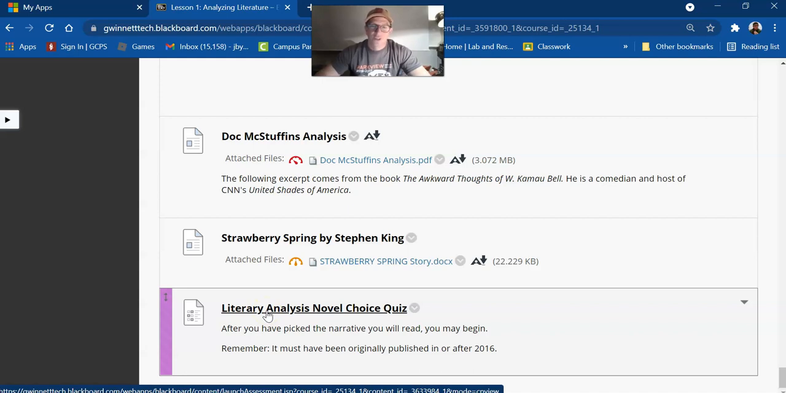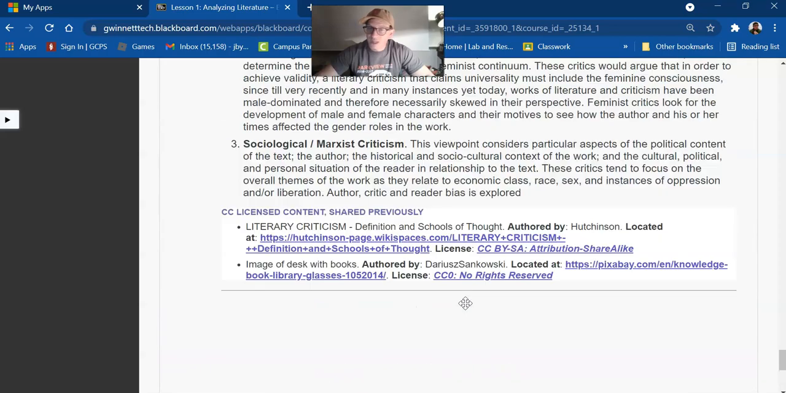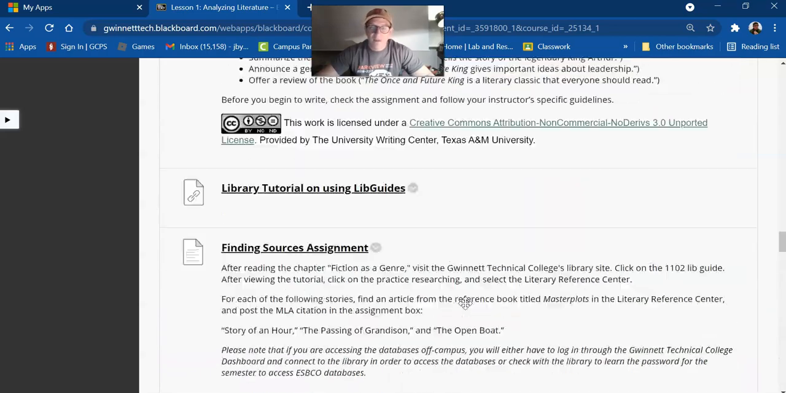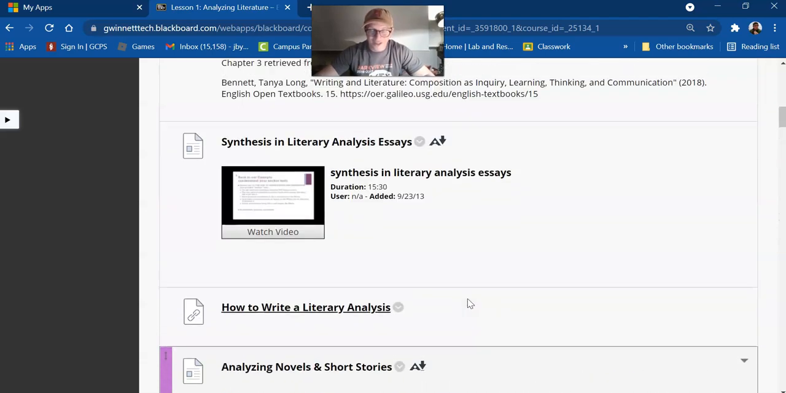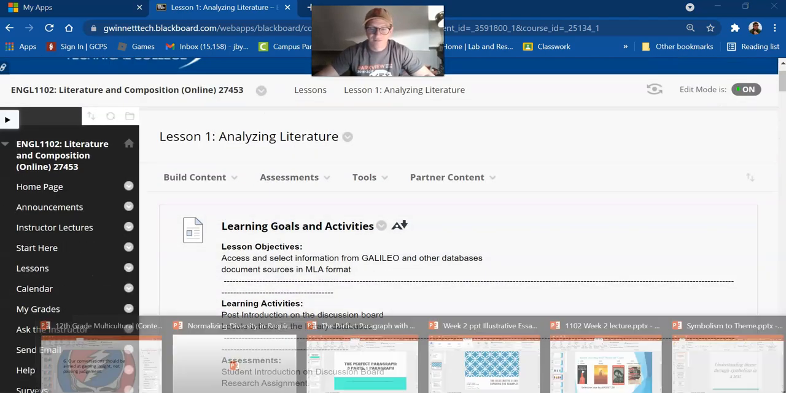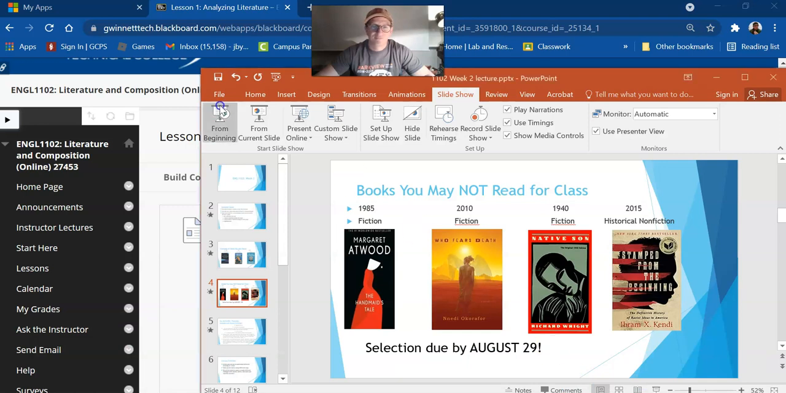You take it and it just asks you questions about your book, like what year was it published, what's it about, what genre is it, that kind of stuff. So click there and take it. Some people have already started taking it because they already know what book they're going to start reading. You don't have to do it on August 29th. It's just due by August 29th, declaring what book you are reading.